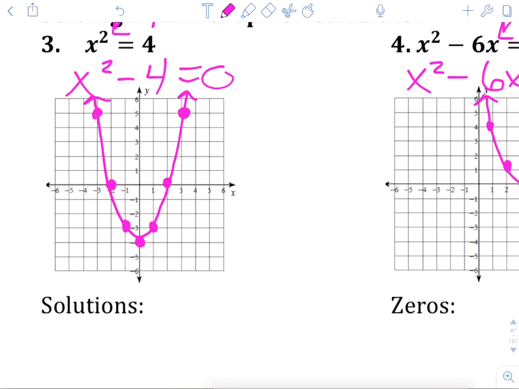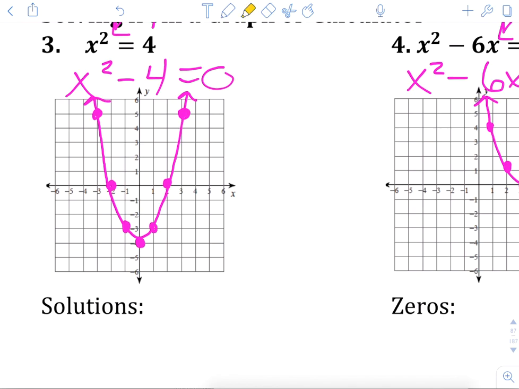Starting with problem 3. On problem 3, if I ask you again, where does my graph hit the x-axis? Hopefully you notice there are 2 answers. They're whole numbers. We graph them like that. So my solutions would just be -2, 2. Those are the only 2 places it hits the x-axis. They're both whole numbers. We're in good shape.